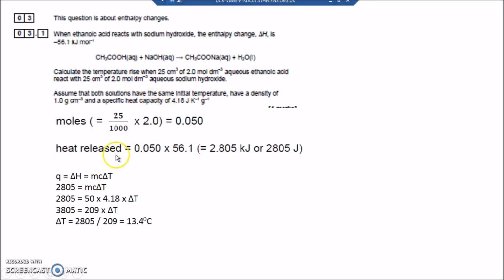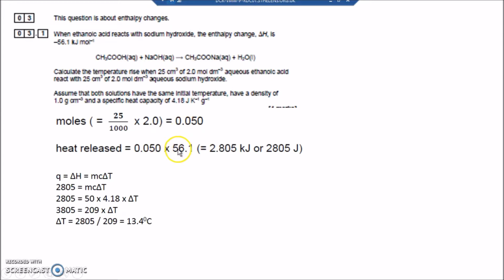I must be doing that because that's the only one with specific heat capacity C in. So, first of all, what am I going to find out? I need to find Q or delta H for this reaction. Well, it tells me that minus 56.1 kilojoules of energy are released when I have reacted a mole.